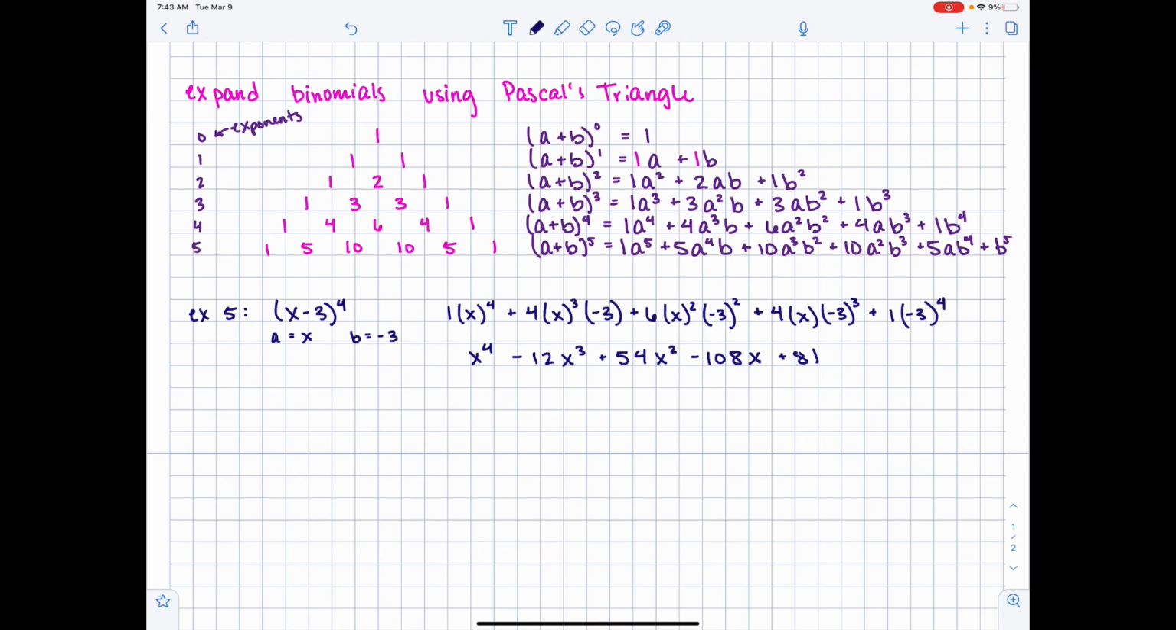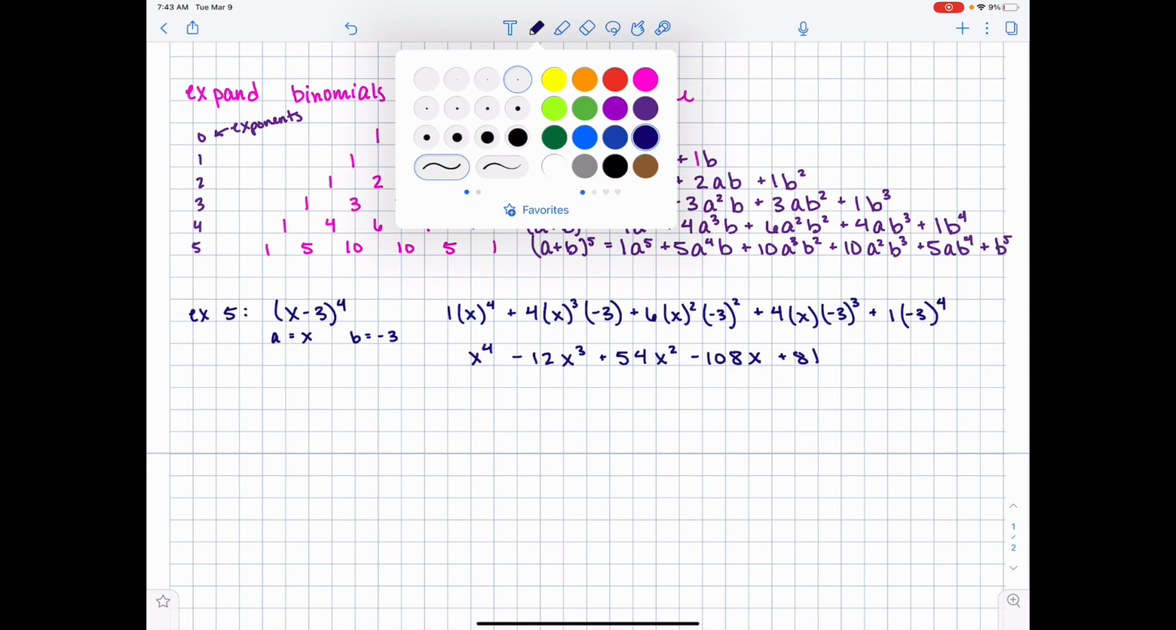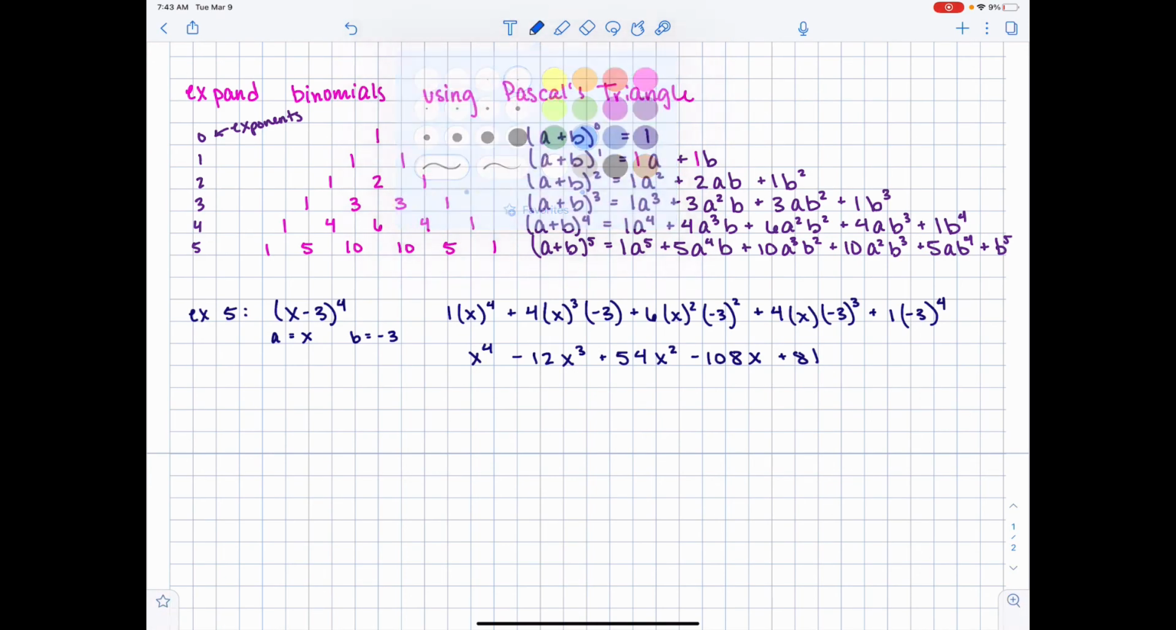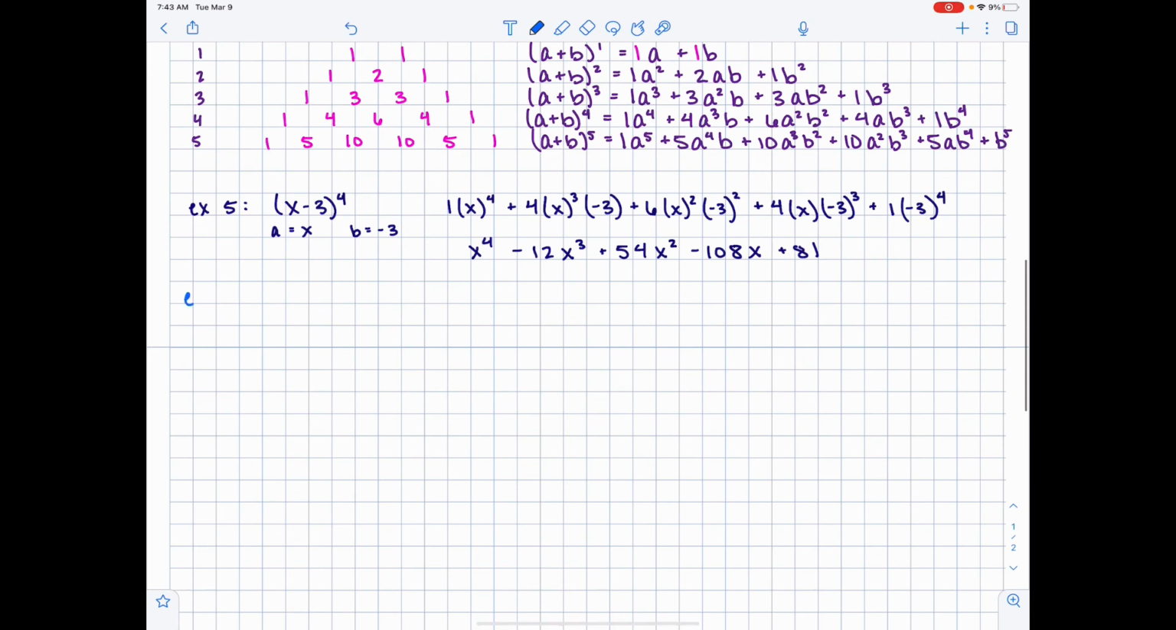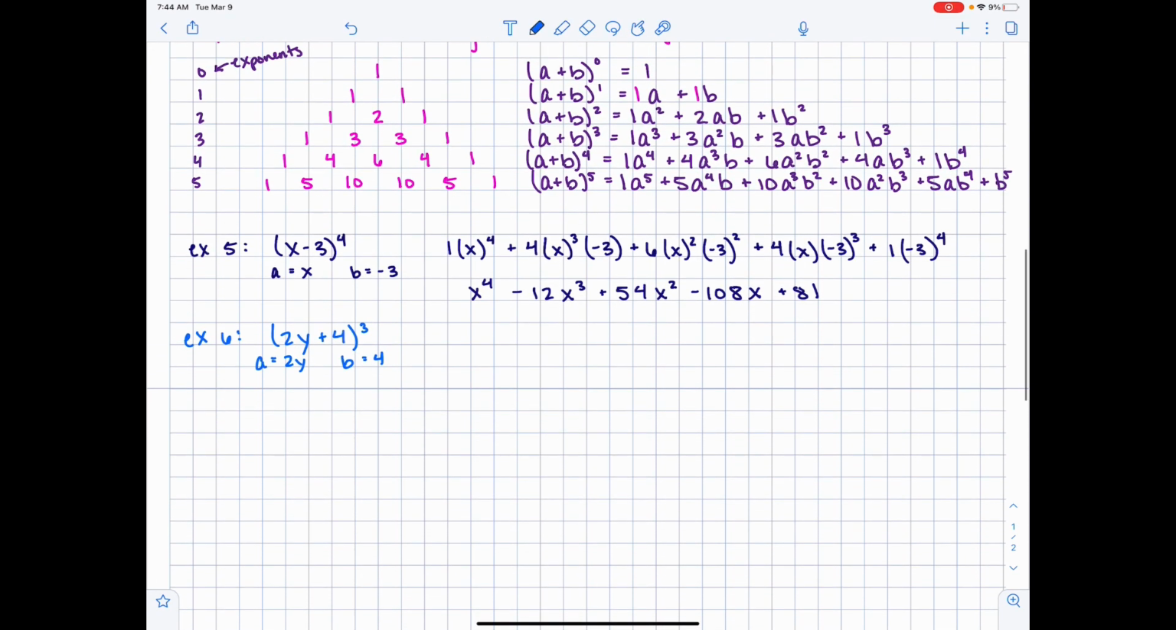And now we just expanded it pretty easily without having to go through and multiply x minus 3 four times together. So let's just try one more here. Actually, let's pick a different color. This is light blue. So we have example 6 here, and we're going to do 2y plus 4 to the power of 3. And I always like to say what my a is. So my a is 2y, and my b is 4, just to remind myself what's going on here. And again, we're saying to the 3rd, so we're going to use these coefficients of 1, 3, 3, 1.